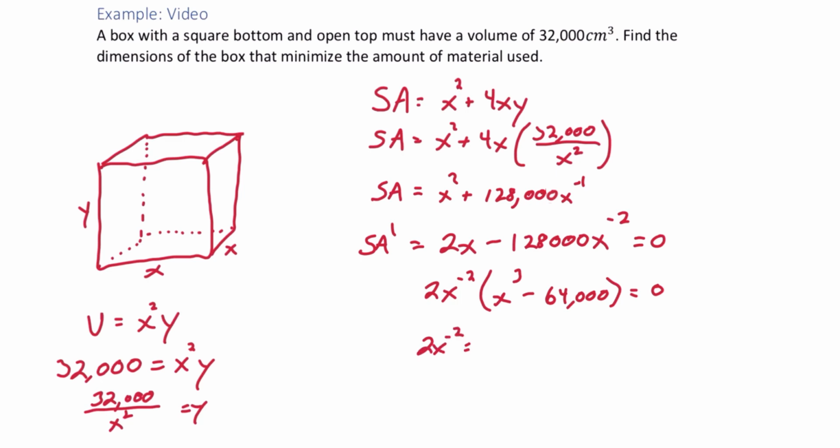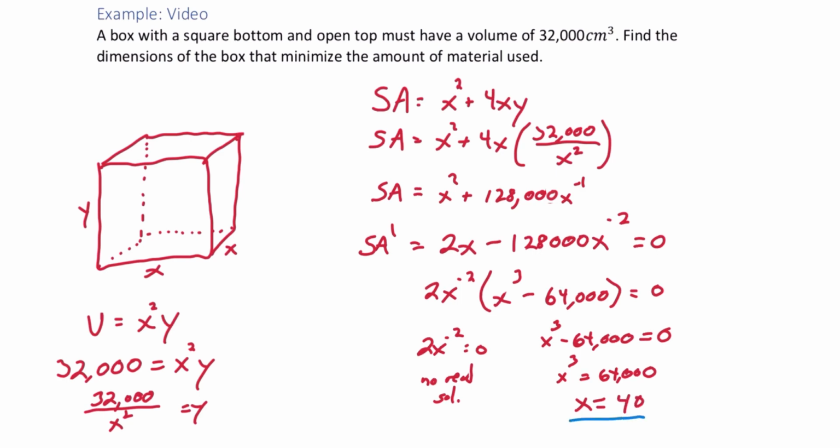2x to the negative 2 set equal to 0. And x cubed minus 64,000 set equal to 0. Now notice the equation on the left is going to have no real solution, so we're not going to use it. But we can solve on the right. x cubed equals 64,000. Cube root of both sides, and x is equal to 40.